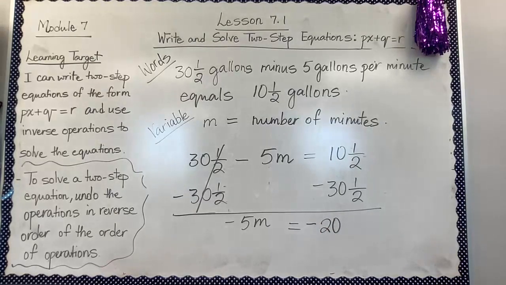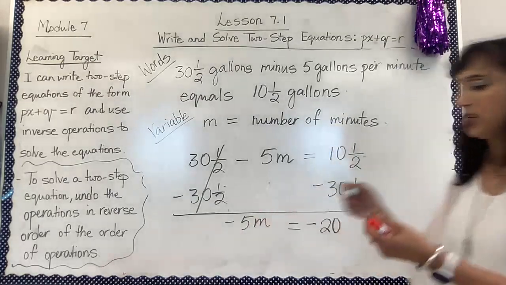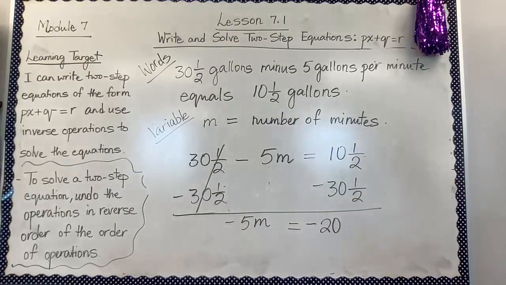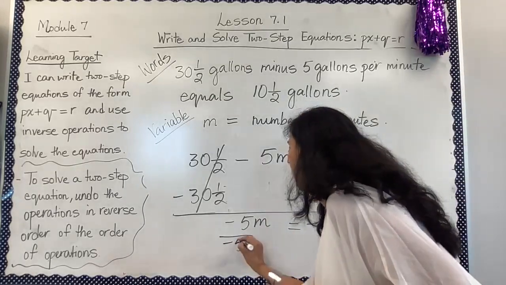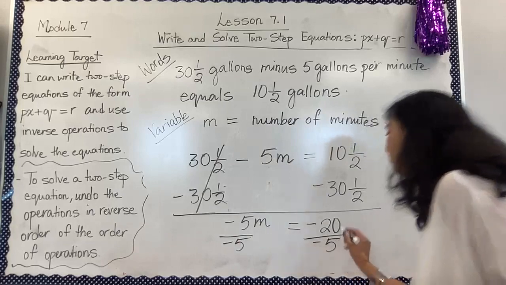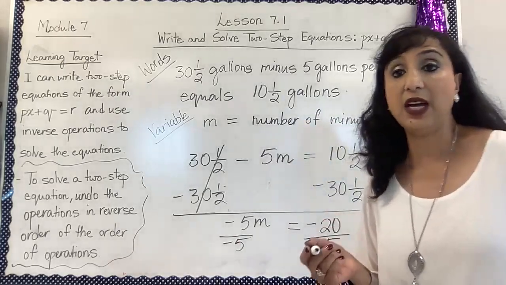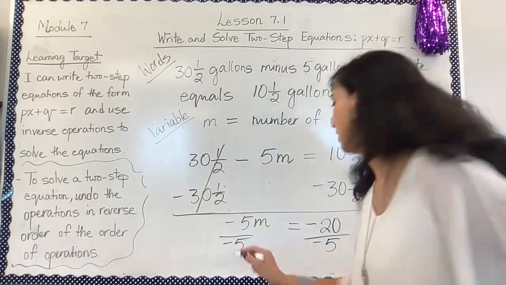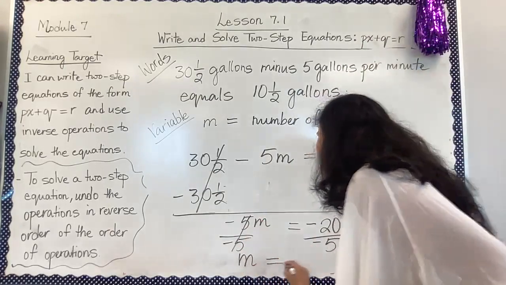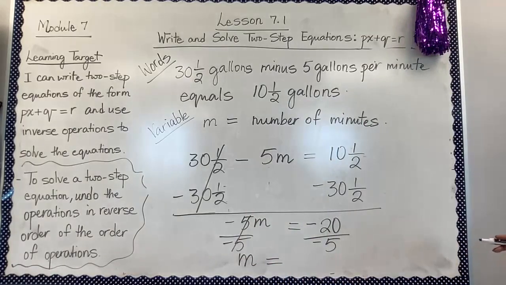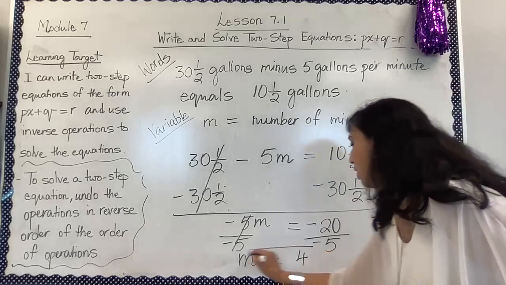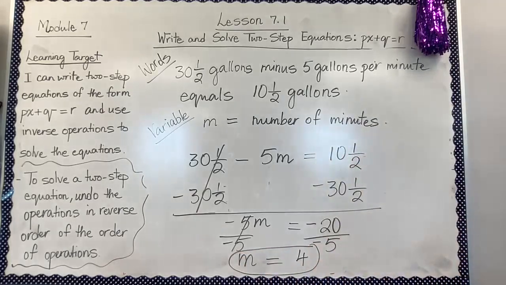And then this is multiplication, so I'm going to use the opposite of multiplication, which is the division property of equality. I'm going to divide both sides by negative 5. Negative 5 divided by negative 5 gives me positive 1, and 1 times m is m. And negative divided by negative gives me positive, which gives me 4. So here is my answer. It will take 4 minutes to drain the tank to 10 and a half gallons.